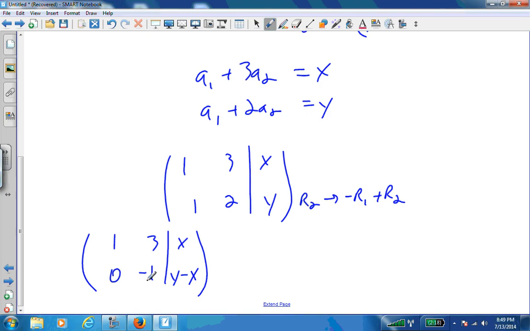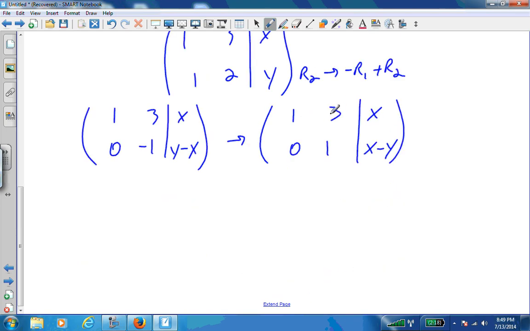We can get a 1 here if we want to. Just on the second one, multiply through by a negative. So if we wanted to, we could get a 0 here. So let's let our new row 1. To get a 0 here, we would want this to be -3. So -3 R2 plus R1.